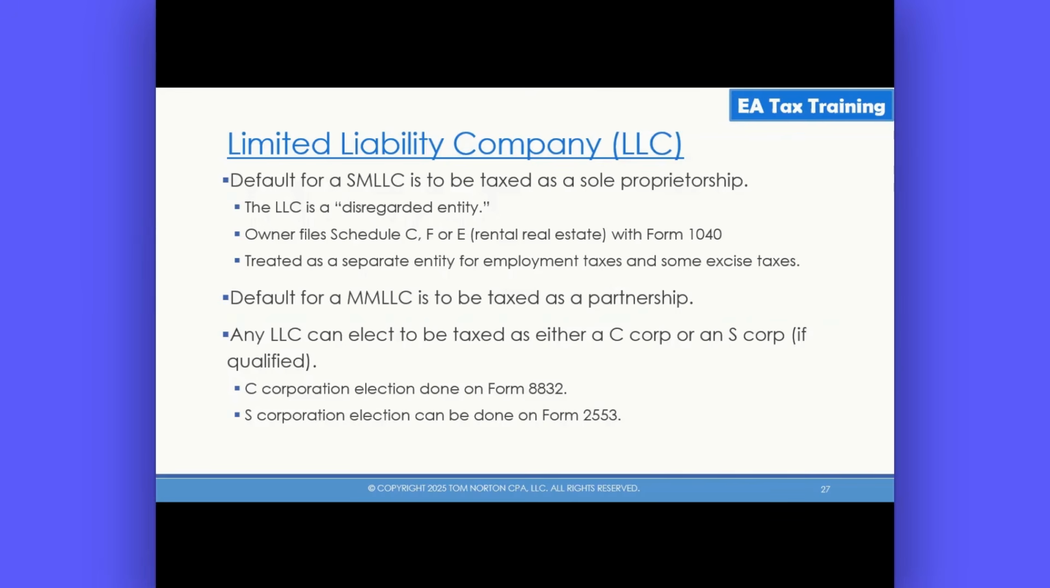It is, however, treated as a separate entity for employment taxes and some excise taxes. So for income taxes, if you are a single member LLC, it is a disregarded entity. But for employment taxes and excise taxes, the LLC is recognized as a separate entity. The default for a multi-member LLC is to be taxed as a partnership. So again, you have a multi-member LLC, you don't file anything with the IRS, you will just be treated as a partnership, file a Form 1065, etc. Any LLC, whether single member or multiple member, doesn't matter, can elect to be taxed as either a C corporation or an S corporation, and we will talk about that here coming up.